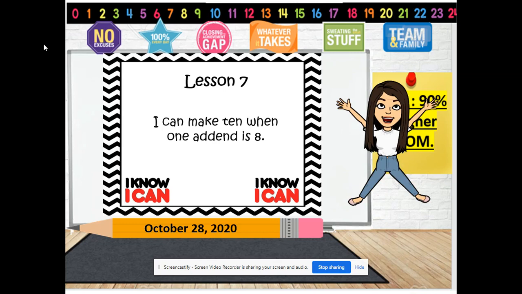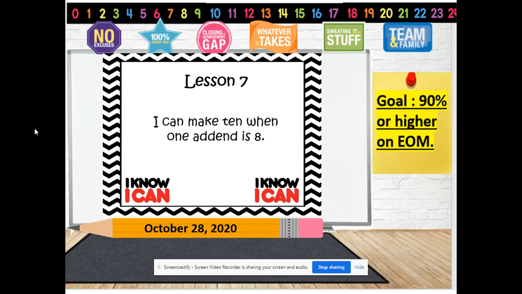It's Eureka time. Today is October 28th, 2020. Our goal is to get a 90 or higher in end of module. And today we're doing lesson 7. Our objective is I can make 10 when one addend is 8. So now we're going to continue practicing the make 10 strategy. But now we're going to make 10 with 8.